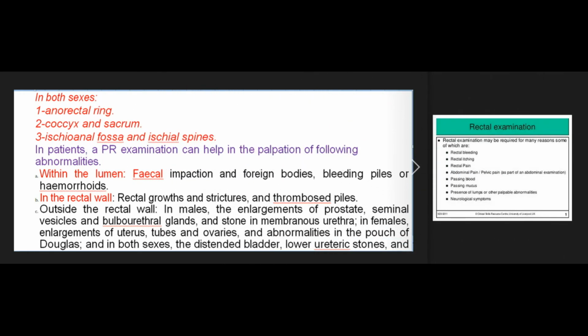In both sexes: 1. Anorectal ring. 2. Coccyx and sacrum. 3. Ischio-anal fossa and ischial spines. In patients, a PR examination can help in the palpation of following abnormalities.